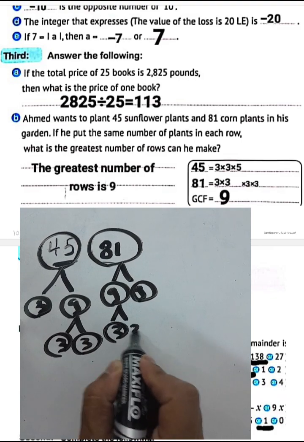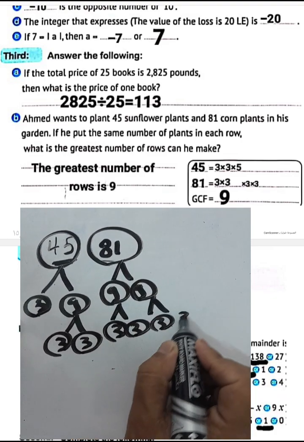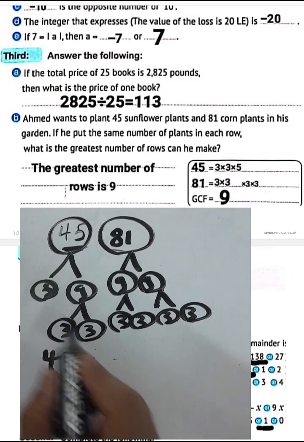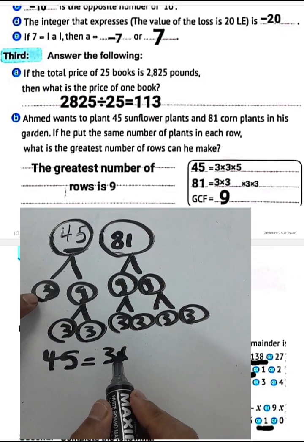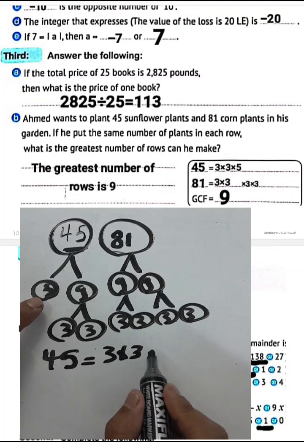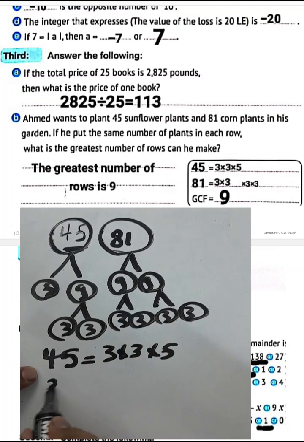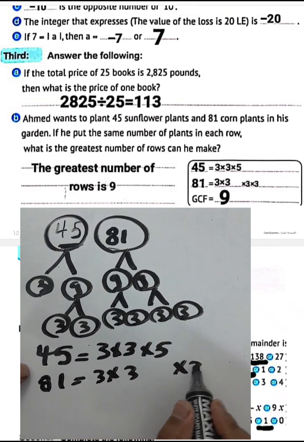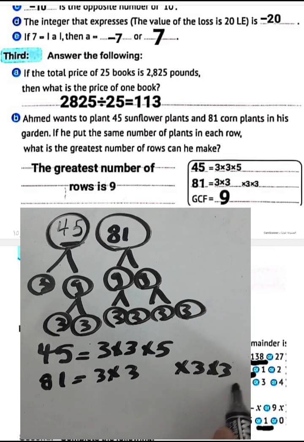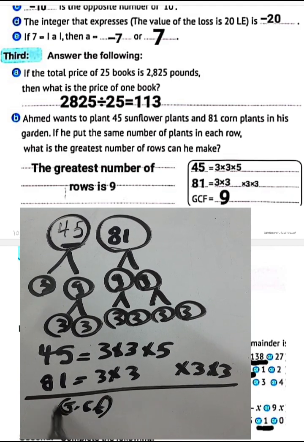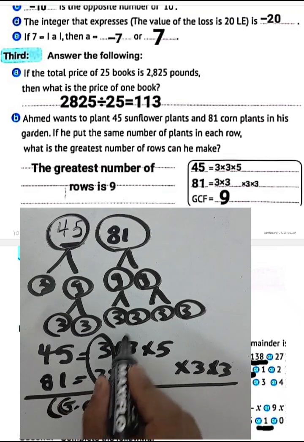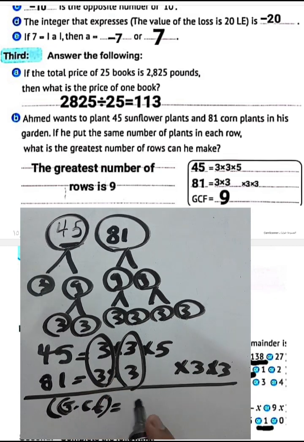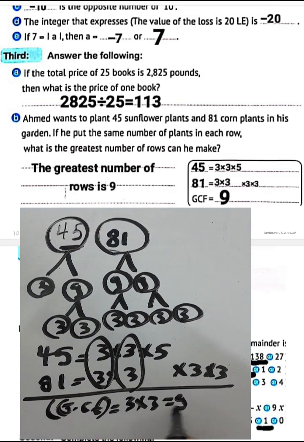9 equals 3 by 3, and 9 equals 3 by 3, and then we can write 45 equals 3 by 3 by 5, and 81 equals 3 by 3 by 3 by 3. To find the greatest common factor between two numbers, you must choose one digit from the first circle and the second circle here. 3 by 3 equals 9.